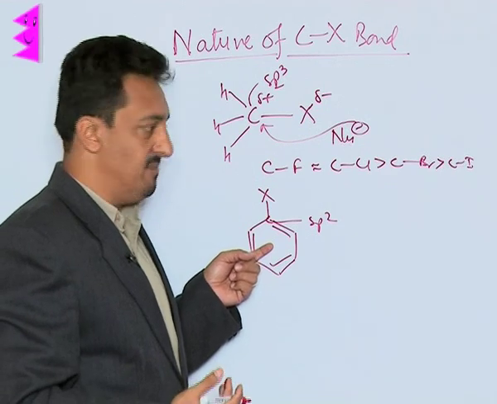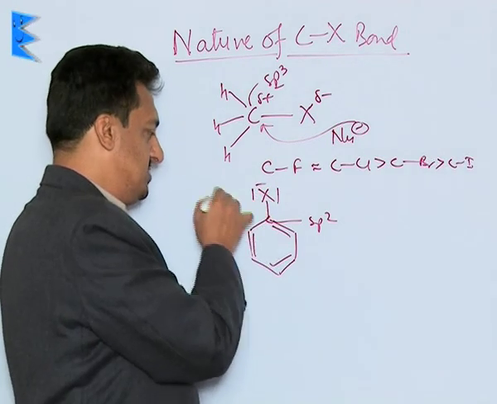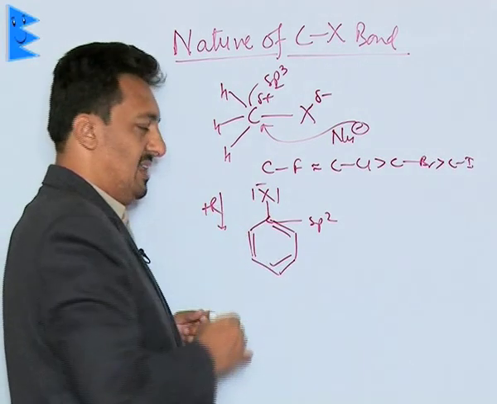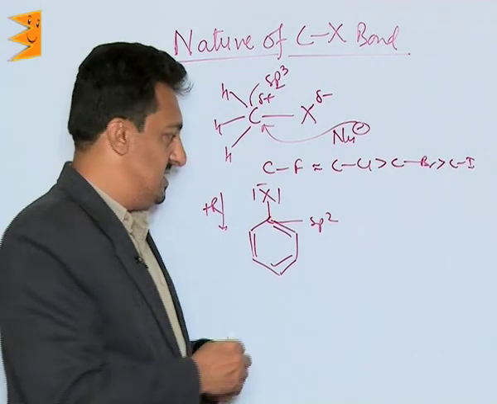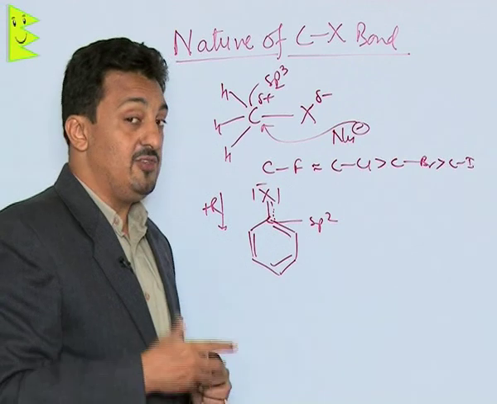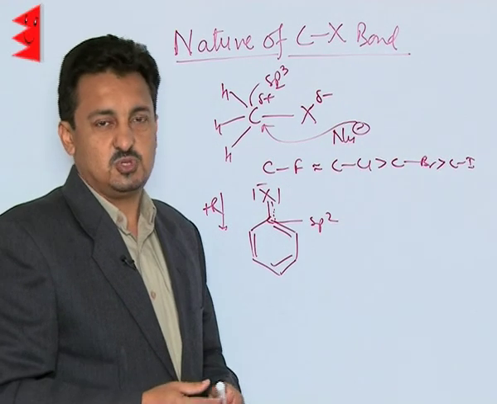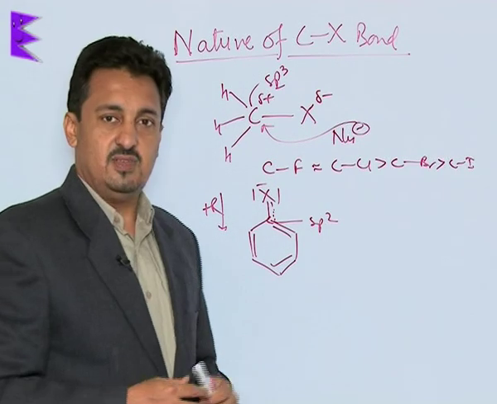It is less polar. Moreover, the halogen shows the +R effect, the plus resonance effect. As a result, the C-X bond has partial double bond character, and that is why we don't usually find nucleophilic substitution reactions shown by these compounds, aryl halides. So that is the nature of the C-X bond.